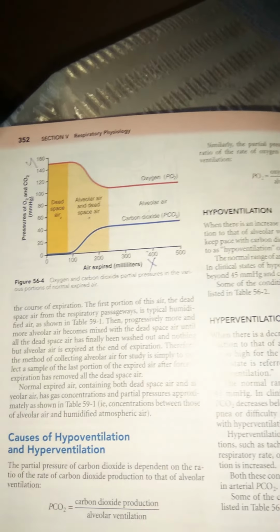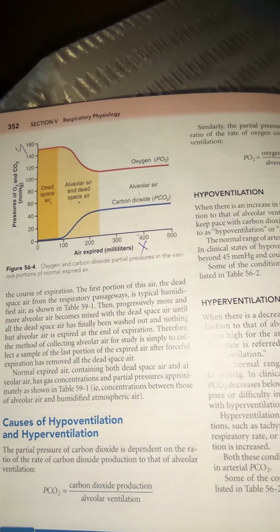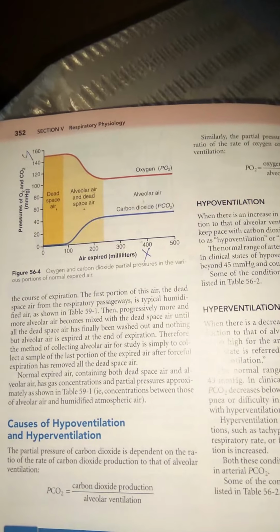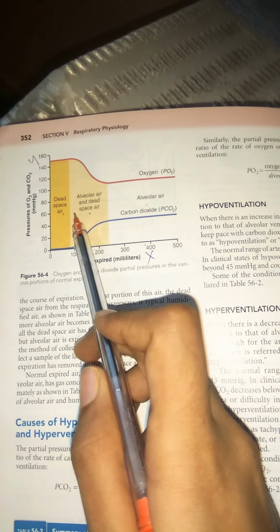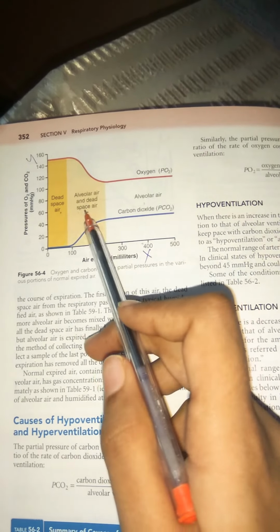In that, alveolar air and dead space air both are mixed and will expel out, and last alveolar air expels. So especially during forced expiration, whenever you want to collect the pure alveolar air, we need to wait till the end, because at the beginning purely dead space air will leave the body, later the alveolar and dead space air mixed will leave, and finally the alveolar air will come out from the body.